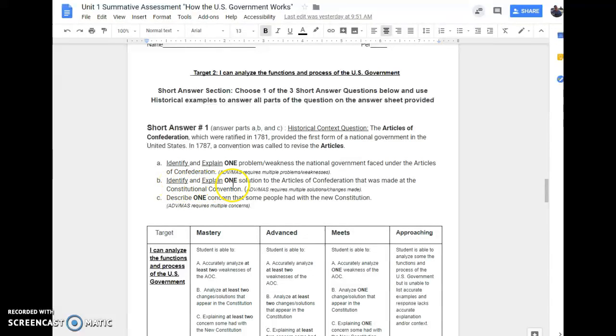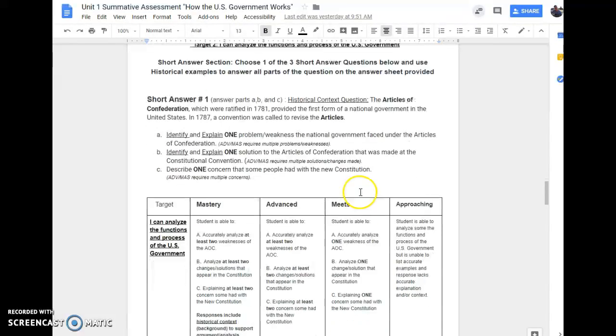Then you have to identify and explain one solution that was done when the new Constitution was created, the one that replaced the Articles of Confederation. What was one solution to one of those problems or weaknesses? And then in part C, you're going to describe one concern that some people had with the new Constitution as it was written in 1787. So it wasn't perfect. It outlined the powers of the three branches of government, but it was missing something. What was it missing? What were people concerned about? Think about the Anti-Federalists here. What were they concerned about?